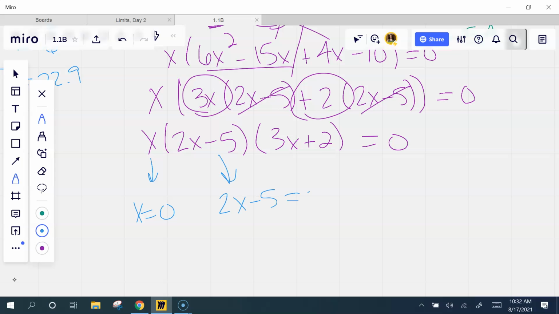2x minus 5 could be 0, or 3x plus 2 could also be 0. So if I solve each one of those equations individually for x, here I would get 2x equals 5, so x equals 5 over 2.